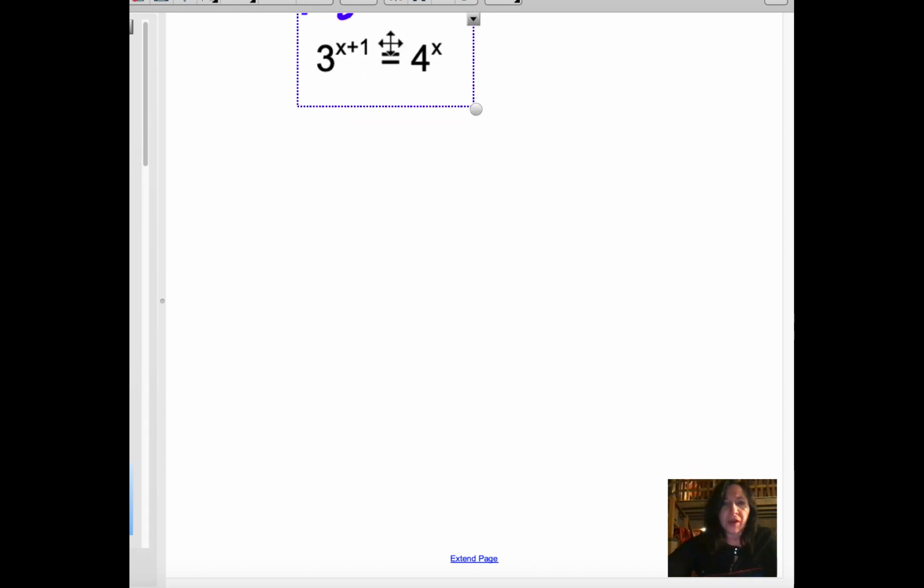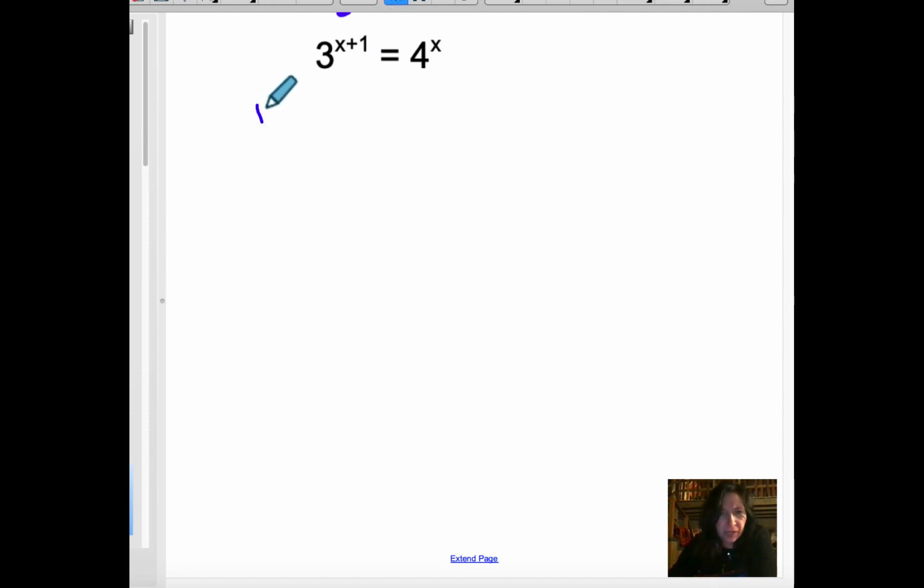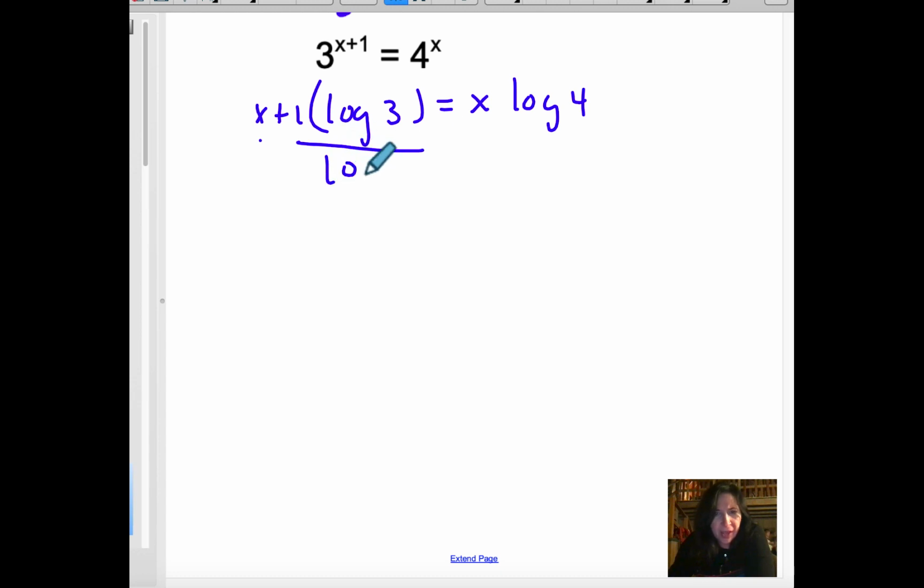Okay, so what we're going to do is we're going to log both sides. And in logging both sides, this is coming out front. So this is going to be x plus 1 log of 3 is equal to x and then log 4. And what I'm going to do is I'm going to divide both sides by log of 3. And at the same time, I'm going to divide both sides by x.